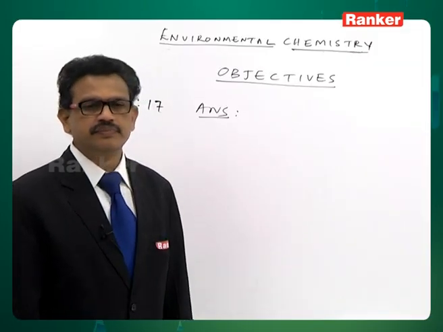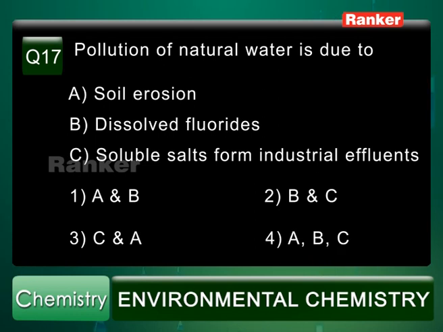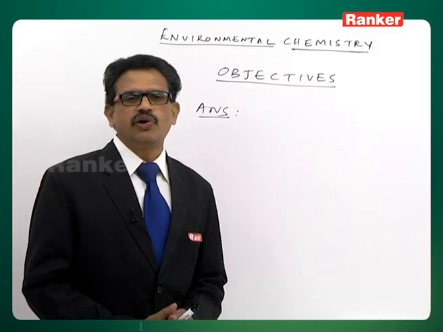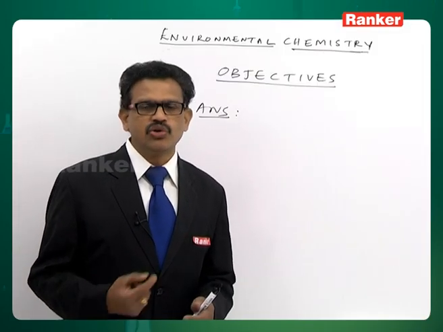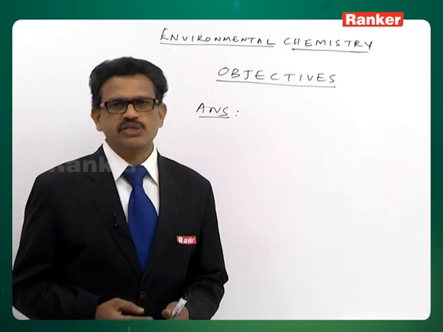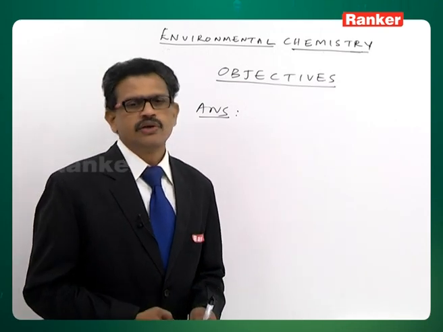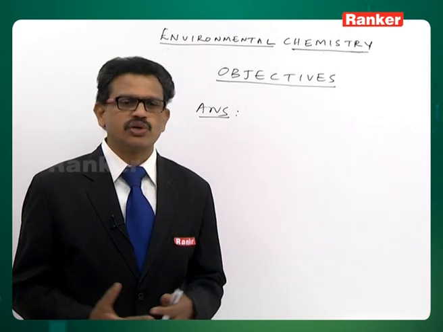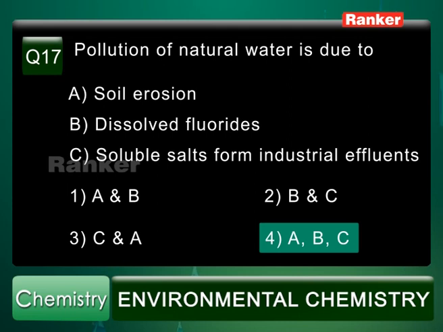Question number 17. Pollution of natural water is due to options: A, soil erosion, B, dissolved fluorides, C, soluble salts from industrial effluents. Combined options: option 1 A and B, option 2 B and C, option 3 C and A, and option 4 A, B, C, all the three. So pollution of natural water is because of the soil erosion, yes, and because of dissolved fluorides in excess levels, yes. Soluble salts from industrial effluents are also responsible. So we can go for answer 4 for the 17th question.